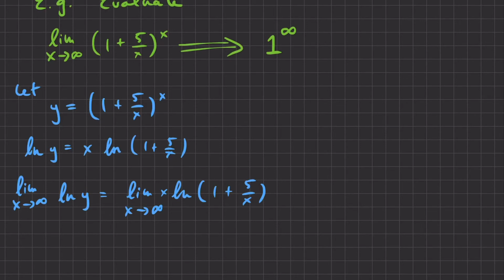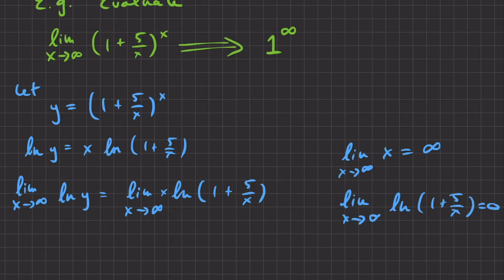So as x approaches infinity, x is going to go to infinity. So the limit as x approaches infinity of x is equal to infinity. And over here we've got the ln of 1 plus 5 over x. The ln of 1 is 0, so the limit as x approaches infinity of the ln of 1 plus 5 over x is 0. So here we've got a situation of infinity times 0. That's something that sort of fits into L'Hôpital's rule. Infinity times zero isn't one of the conditions, but we can massage it so that it is.